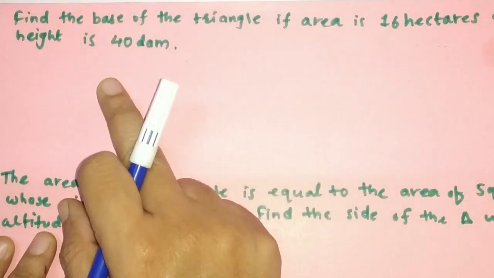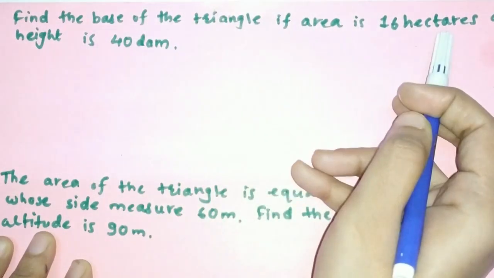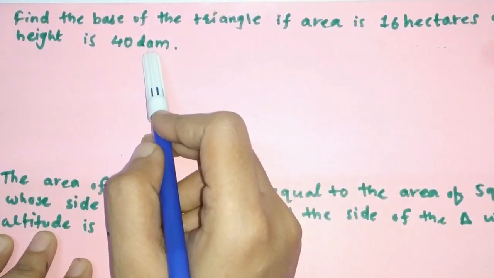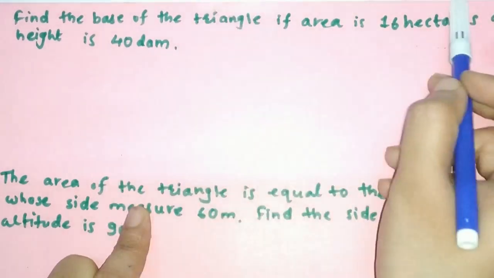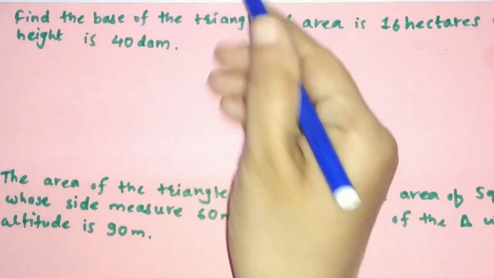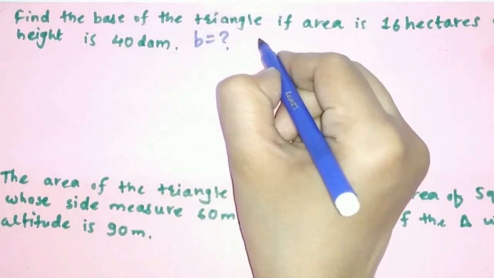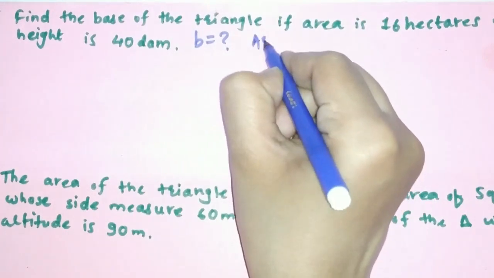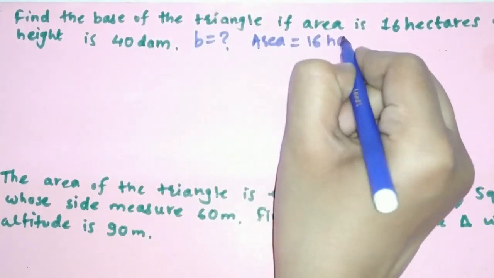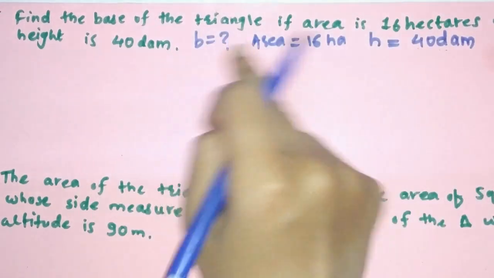Now friends, moving to the next question. Find the base of a triangle if the area is 16 hectares and the height is 40 decameters. So here if you see, these are in different units. So we'll first convert all of them into meters. And we want to find out the base. Area is given. So area is 16 hectares and height H is 40 decameters. So we want these in meters.